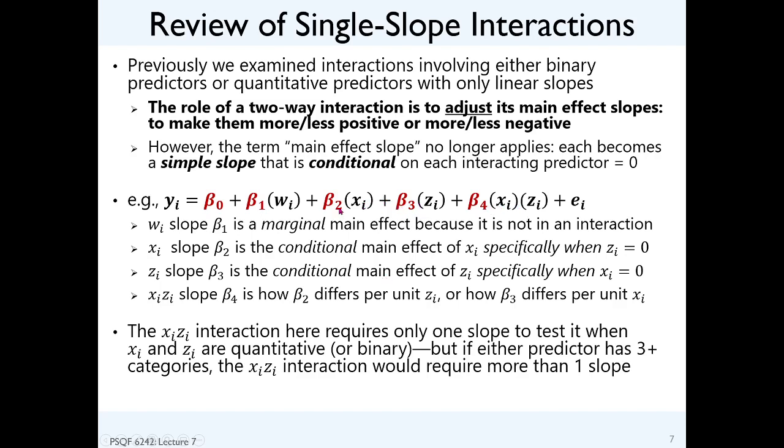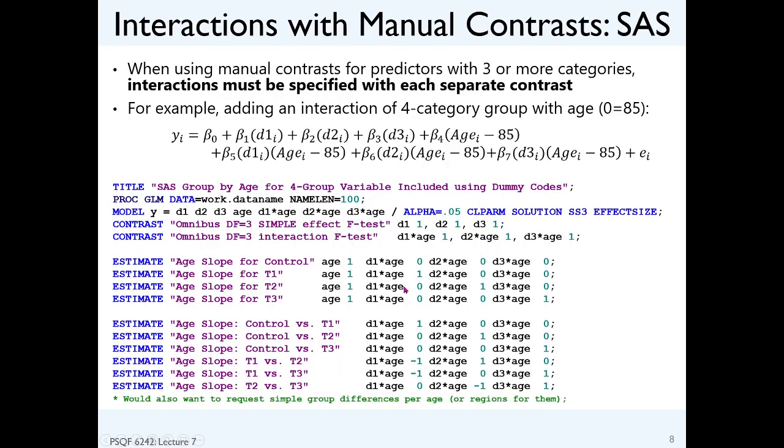But what would happen if, say, the effect of X required 2 slopes? Or the effect of Z required 2 slopes, or both? Then we'd have 2 or more interaction terms. So let's take a look at what that might look like. Here's an example model that extends our previous 4-group example.